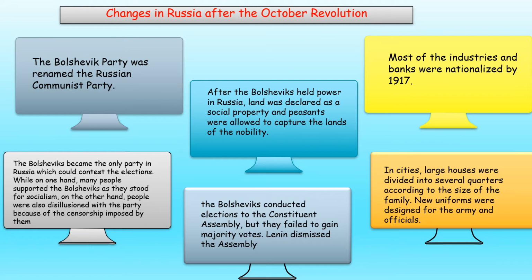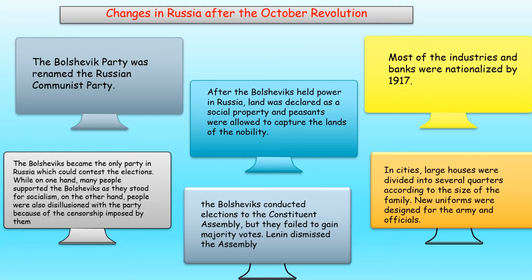In cities, Bolsheviks enforced the partition of large houses according to the family requirement. They banned the use of old titles of aristocrats. The Bolshevik Party was renamed as the Russian Communist Party.